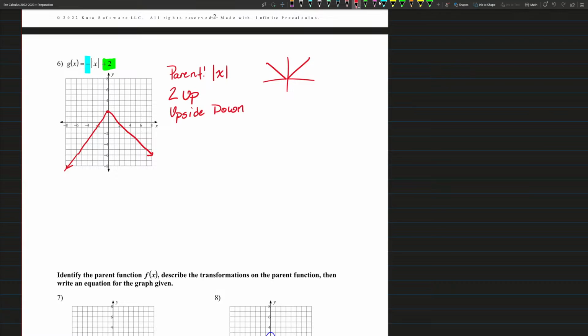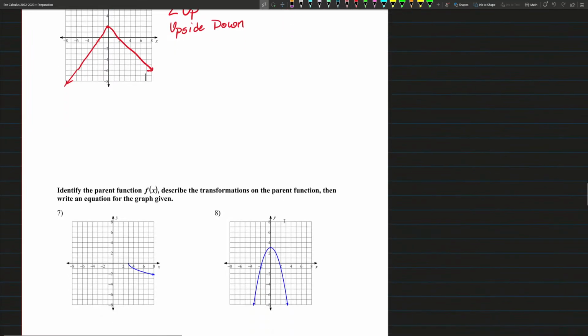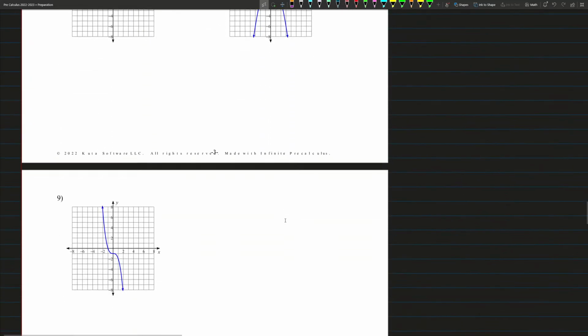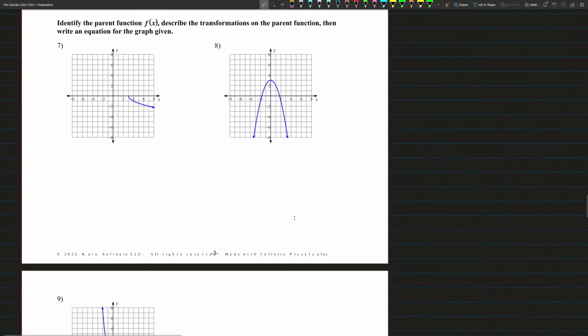That's it for transformations. No, just kidding. No, it's not. Number 7, 8, and 9 are similar, but we're working backwards. Again, a couple parts: we want to identify the parent function, describe the transformations, and then write an equation. Very similar to the things up top, except we're working from the graph instead of the equation.